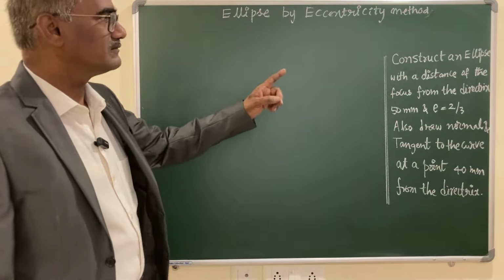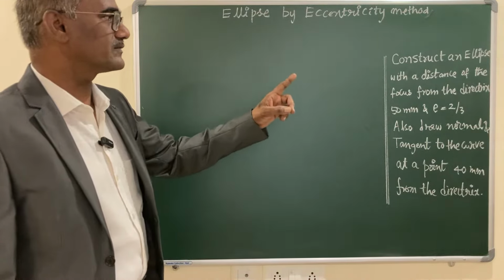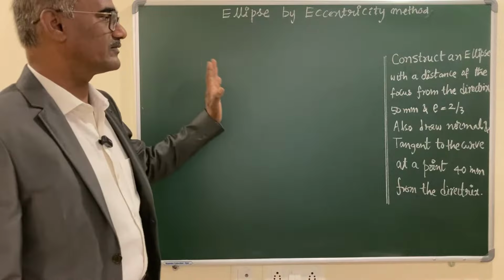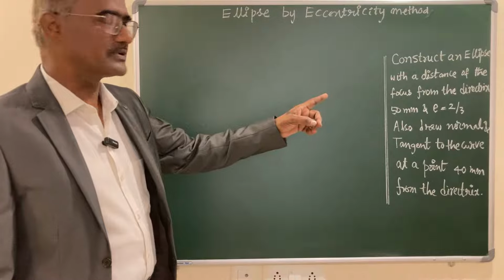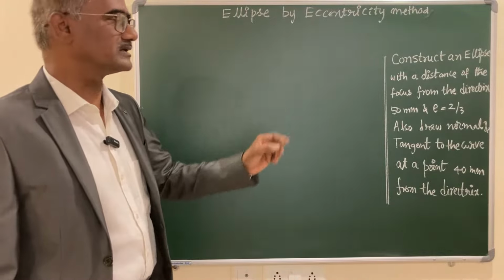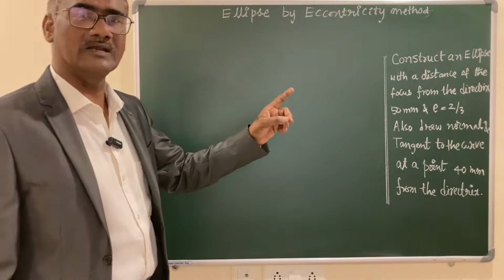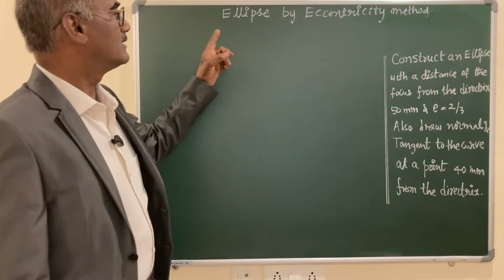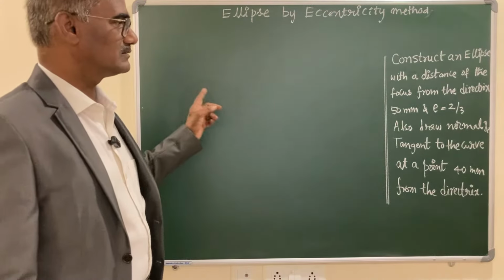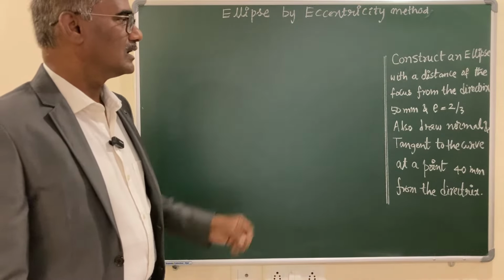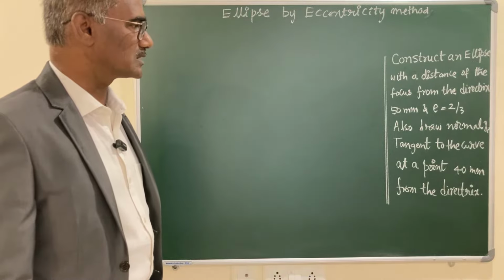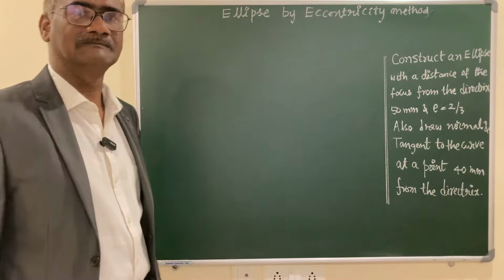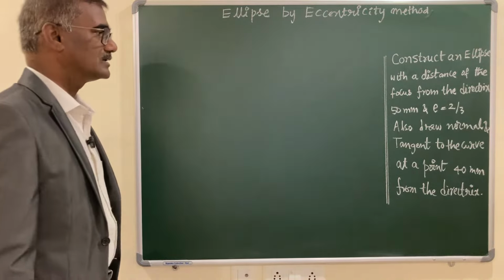Construct an ellipse with a distance of the focus from the directrix of 50 mm. So the distance from the directrix is given as 50 mm and the eccentricity, represented by small e, is 2 by 3, and this is less than 1. If the eccentricity is less than 1, you are going to have an ellipse, and that we will be constructing now. It also asks to draw the normal and tangent to the curve at a point 40 mm from the directrix, that is the fixed straight line. So now let us start doing this.